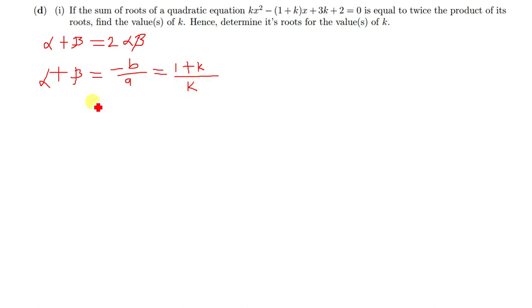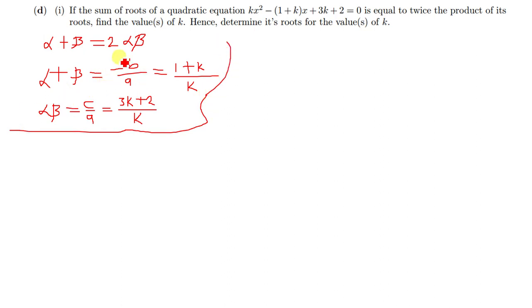And then I also find the product of these 2 roots. So my product is just found by c over a. So what is c? My c is simply 3k plus 2, and then over my a, which is simply k.